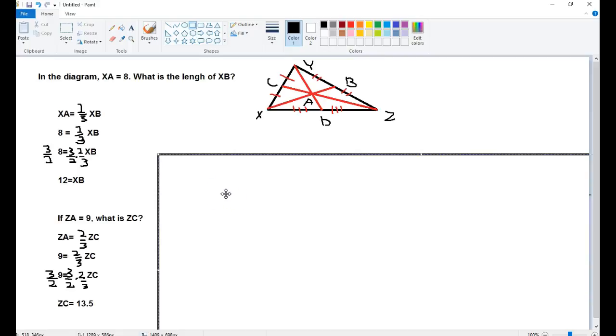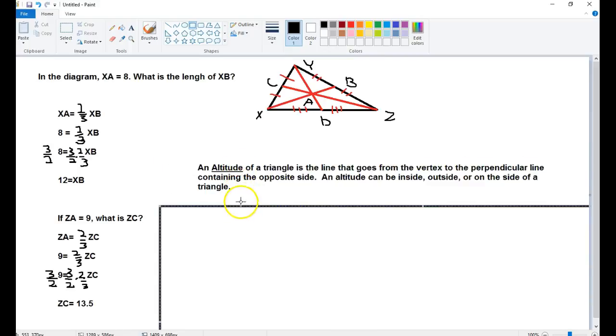Now the next and last one is going to be called an altitude. Altitude is a little bit weird and tricky. An altitude goes from the vertex of an angle of a triangle to the opposite side, and it is perpendicular to that side. And an altitude can be inside, outside, or on the side of a triangle.